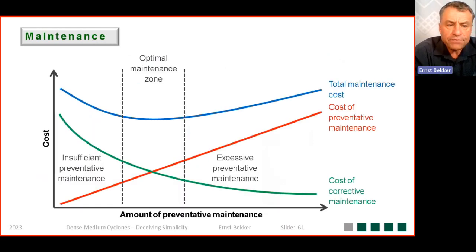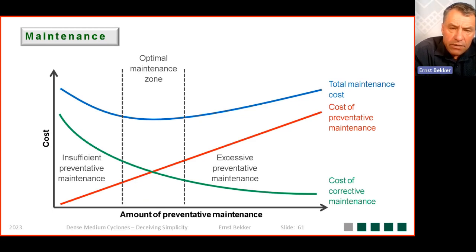Moving to maintenance. If you do no maintenance, then it costs a lot of money to correct the problems that are generated inside the process. You can also do too much maintenance, which is also not optimal from a monetary point of view. So there's an optimum zone where you need to have some preventative or corrective maintenance being conducted to reduce the impact of money spent on maintaining the unit correctly.